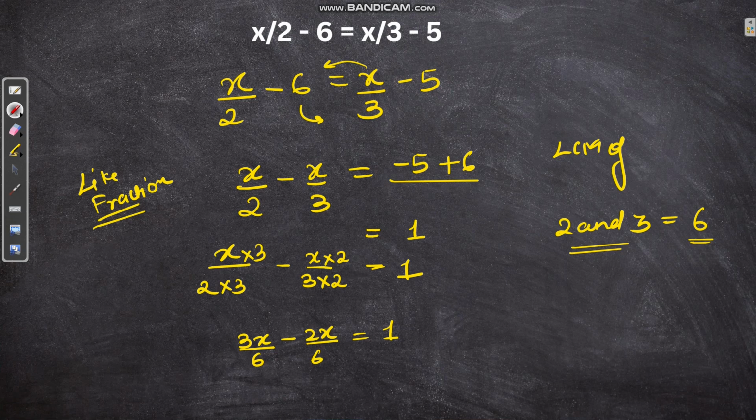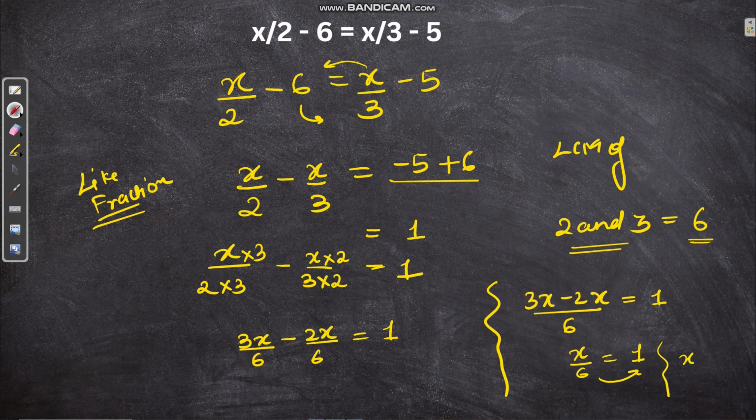Okay, so now I'll write down over here, it will be 3x minus 2x, the whole thing upon 6 equal to 1. Now 3x minus 2x is nothing but x. So x upon 6 equal to 1. I'll take this 6 on the other side. So the answer will be x is equal to 6. That is the answer.